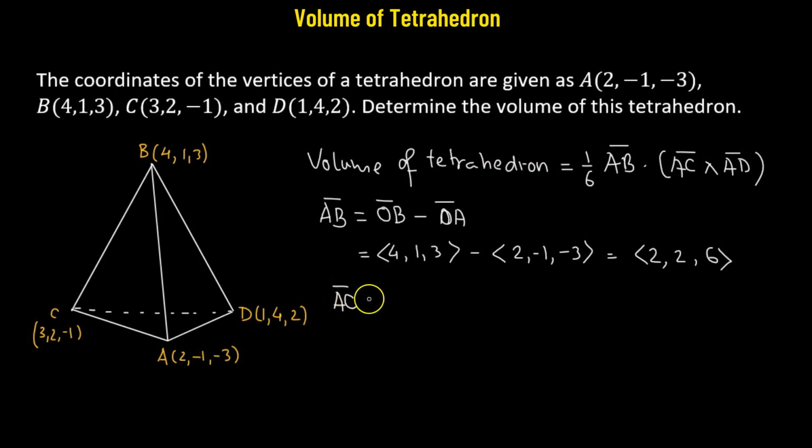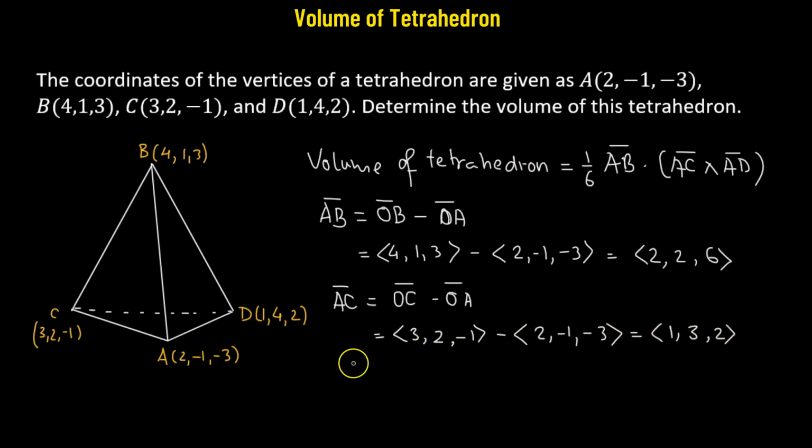Next, we'll determine the vector AC. To find the AC vector, we consider the position vector OC, and from it we subtract the position vector OA. So our OC vector will be 3, 2, negative 1, minus the OA vector, which is 2, negative 1, negative 3. And that will be equal to. Next we have the AD vector. So the AD vector will be the OD vector minus the OA vector. Our OD vector will be 1, 4, 2, minus the OA vector, which is 2, negative 1, negative 3. And this will be equal to.